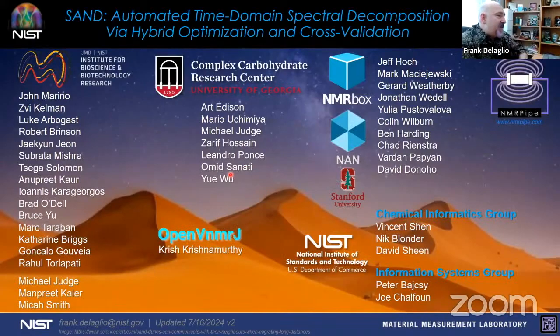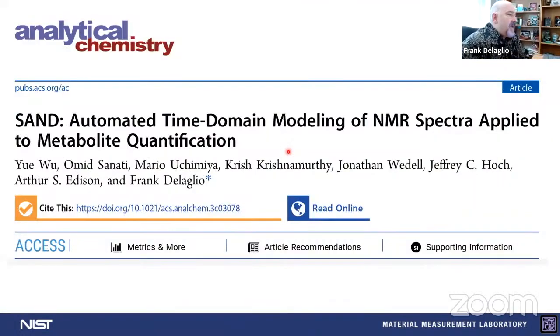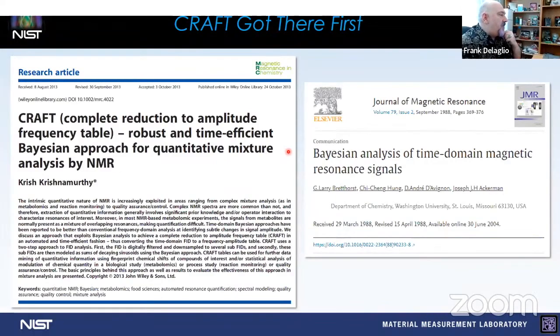So that leads us now to the discussion of SAND, the method that was developed by Yue Wu and Omid Sanity there at UGA, with help from lots of other folks. And this has been published fairly recently in the Journal of Analytical Chemistry. It took us about half a year of duking it out with reviewers. Well worth the effort.